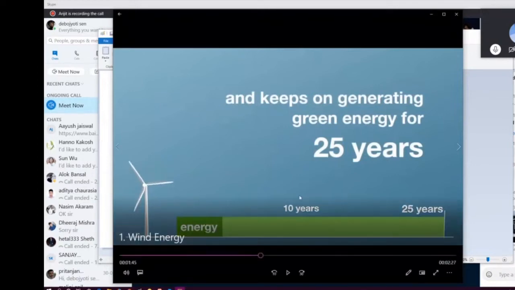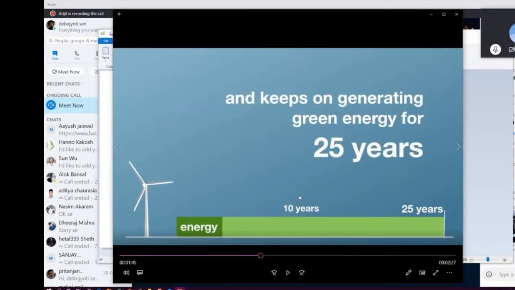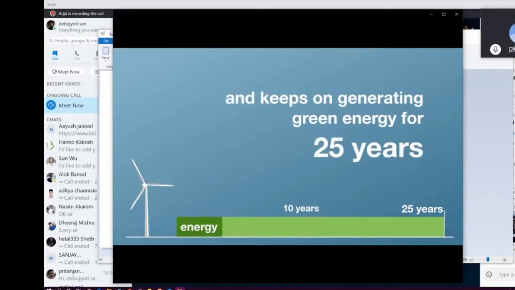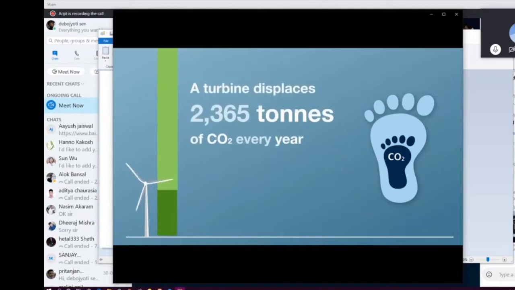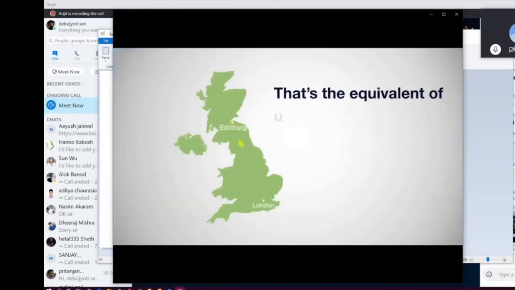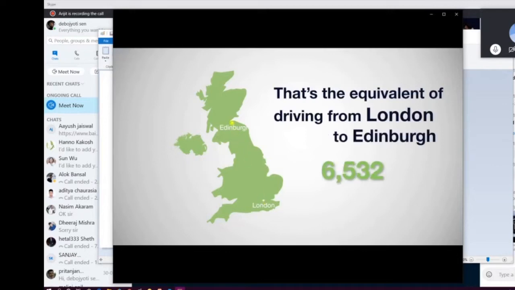So you can see from here, if we invest in wind, generally the return of investment time is 3 years, whereas the wind plant nearly runs for 20 to 25 years. So it's free energy after a certain period of time. And as it is removing carbon dioxide, it's a friendly energy.